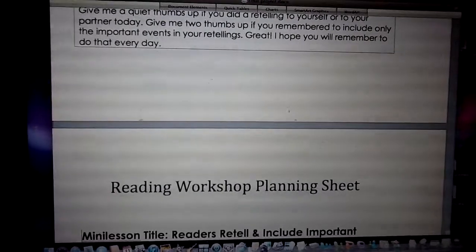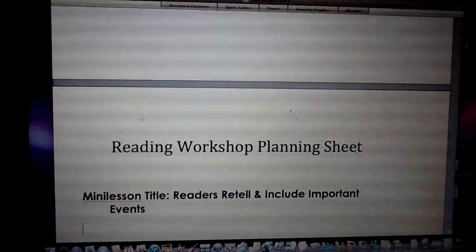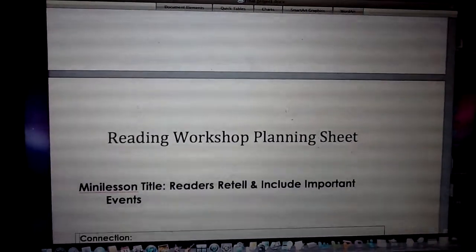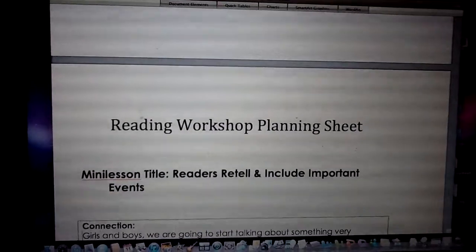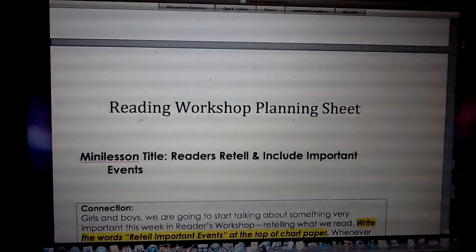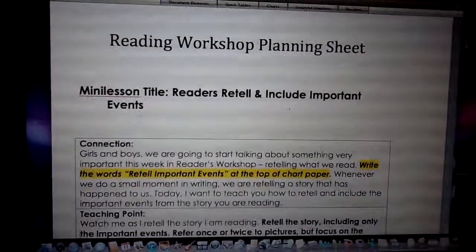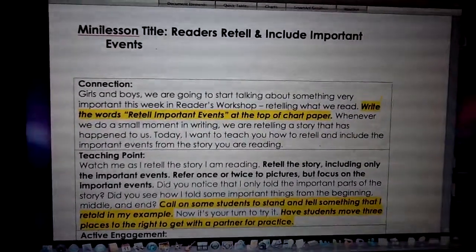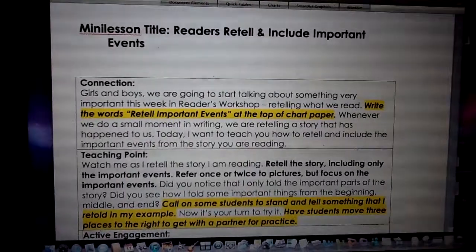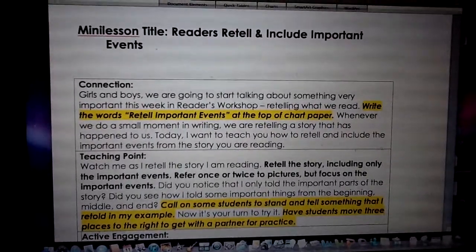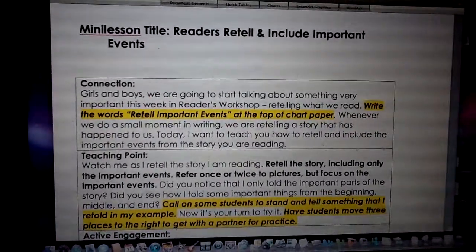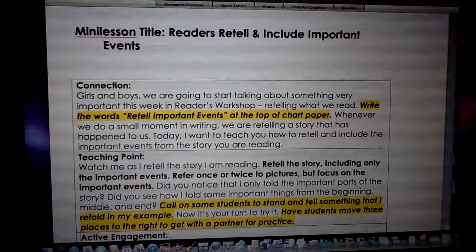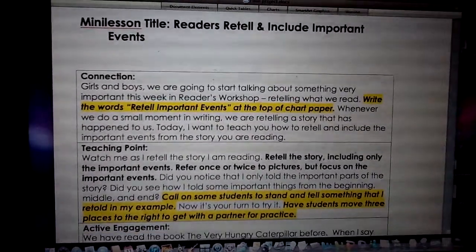So now I'm going to go through this same planning sheet with the same objective for readers to retell and include important events. But this time, as you can see, I've highlighted in yellow some really easy additions to the lesson that make it a lot more accessible for different learning styles. And I'll talk about those at the end.